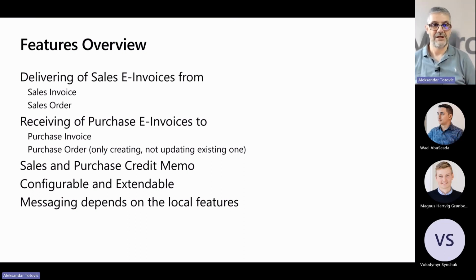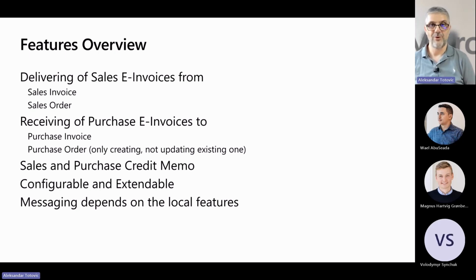Okay, first, to be clear what we have covered in this release. We have, from sales perspective, about sales invoices, we can create electronic invoice from sales invoice and from sales order. From purchase side, you can import your electronic documents to purchase invoice and purchase order, but only if you want to create new purchase order, not to update existing one. And even if this is not on the list, as you could see from Vladimir demos, you can import to journal as well.